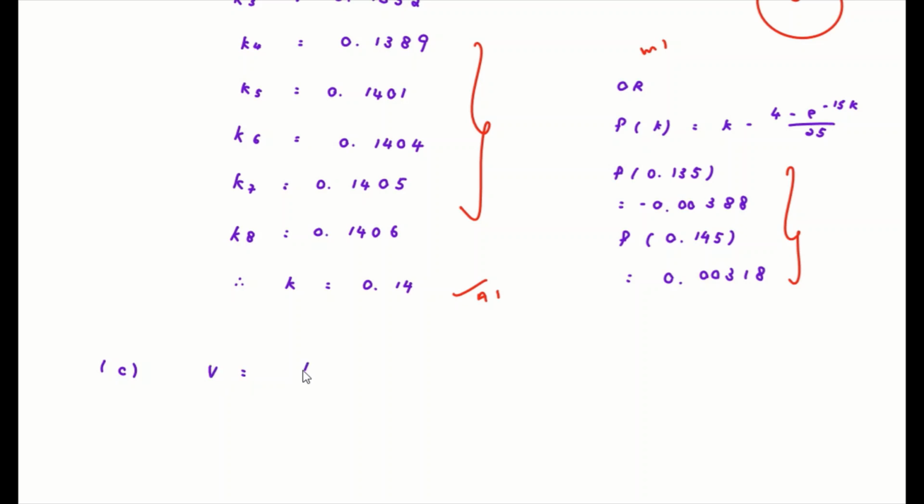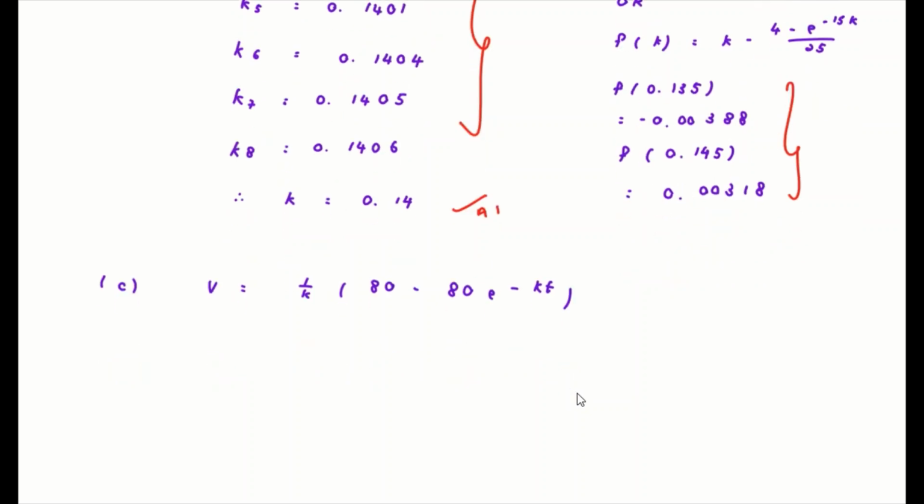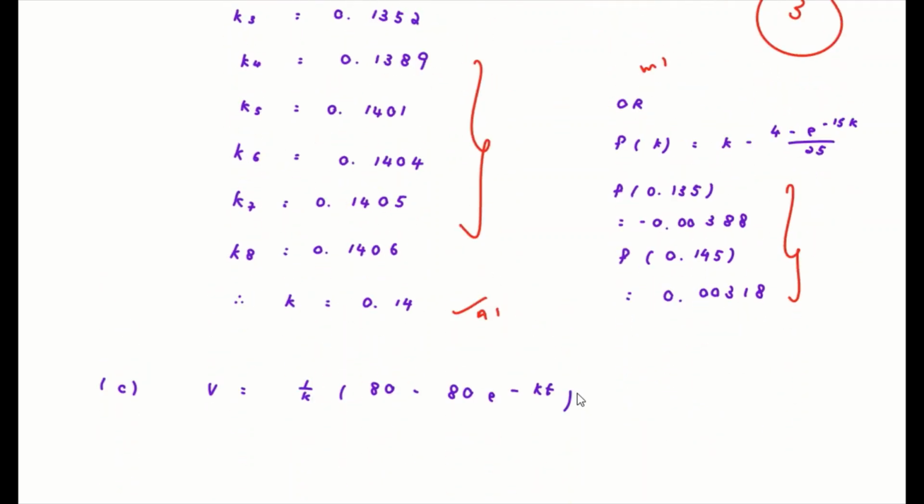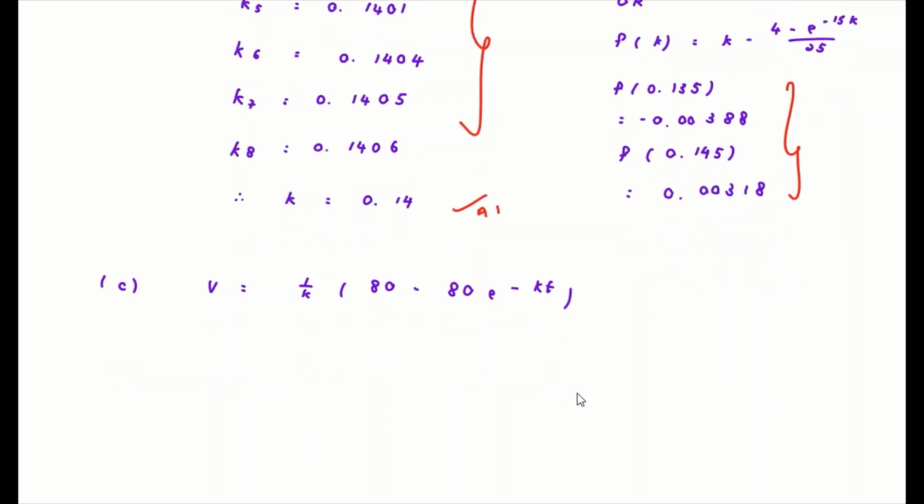So V is equal to 1 over k, then 8t minus 8t e to the negative kt. Okay, so you have the k here. So it will be good if you can use the full value here. But in this case, I think the marking key gives you a range to follow. So that's why it's still considered okay.